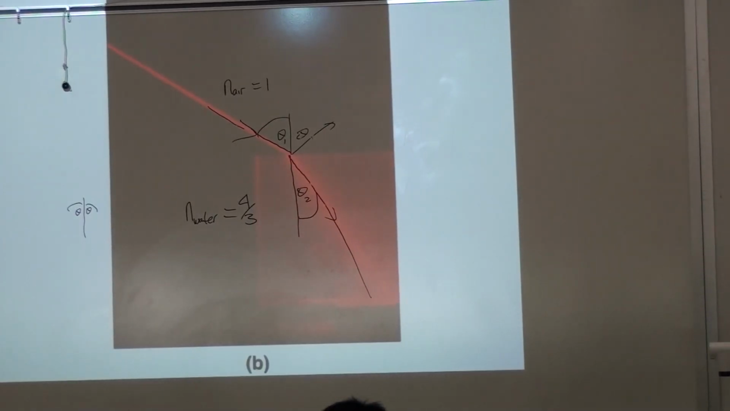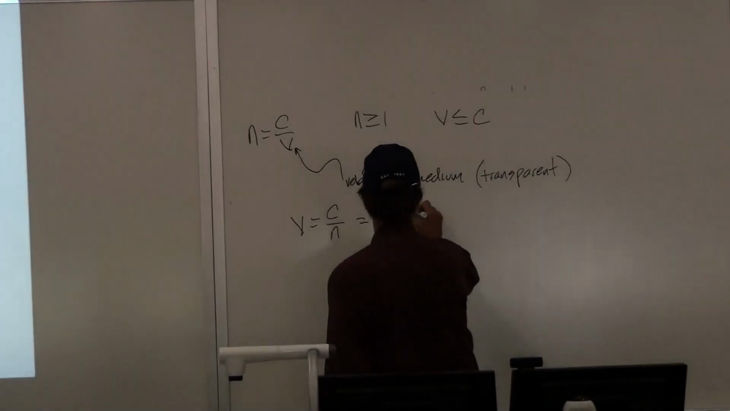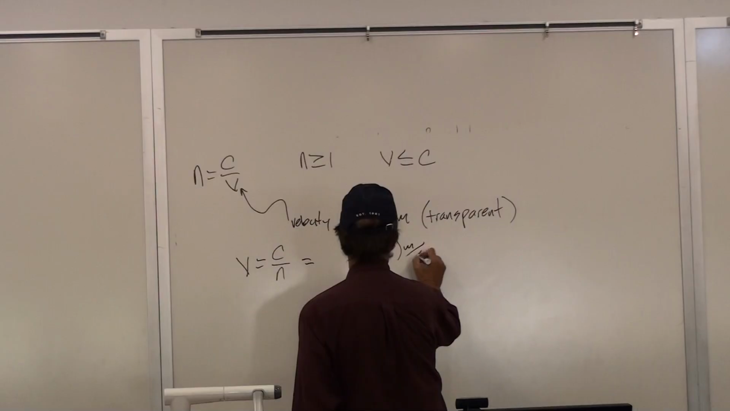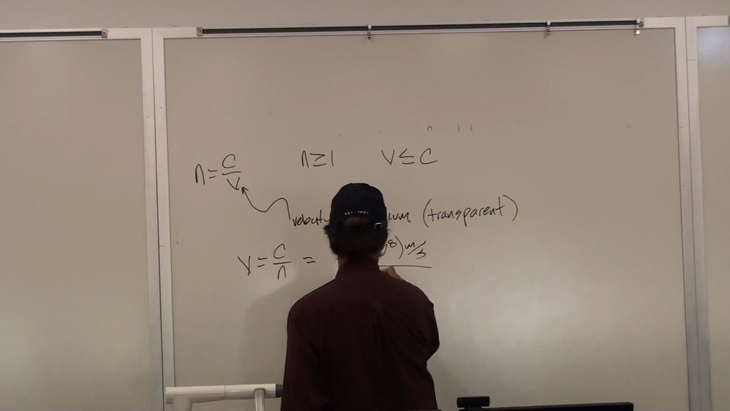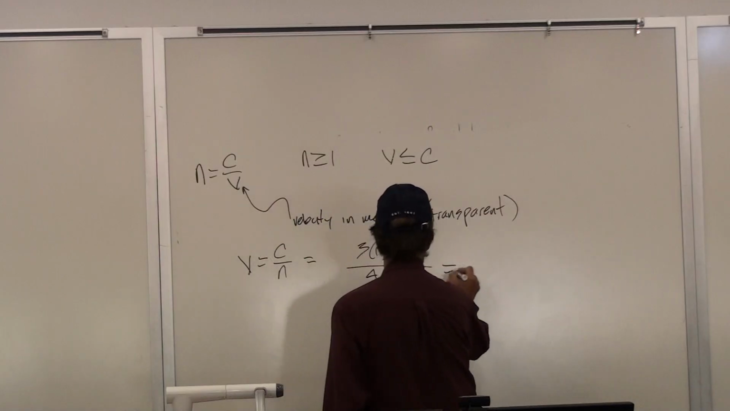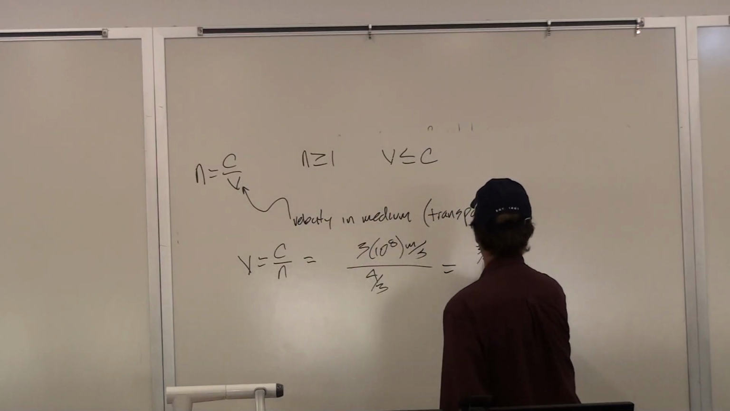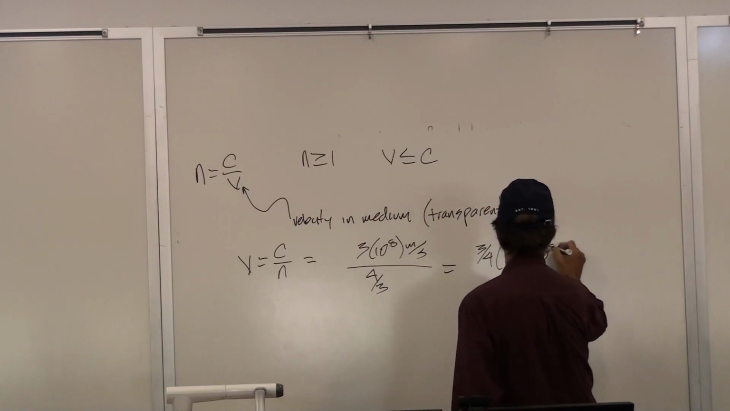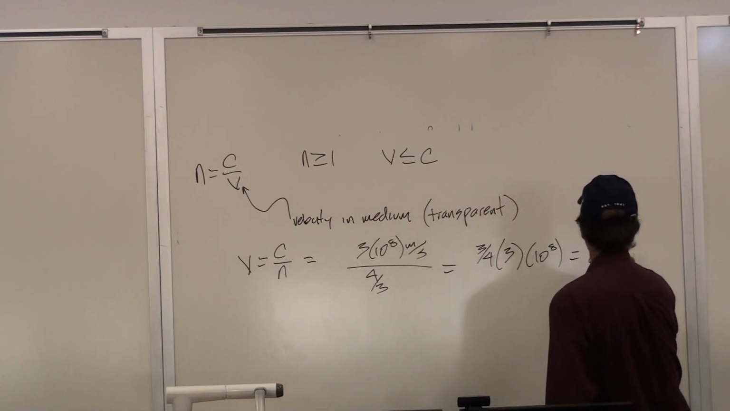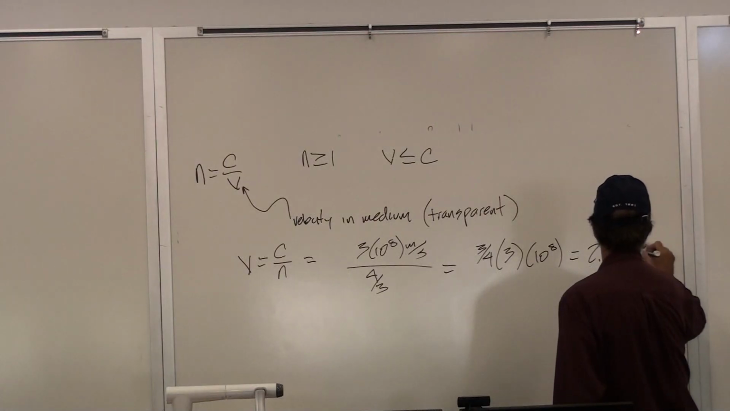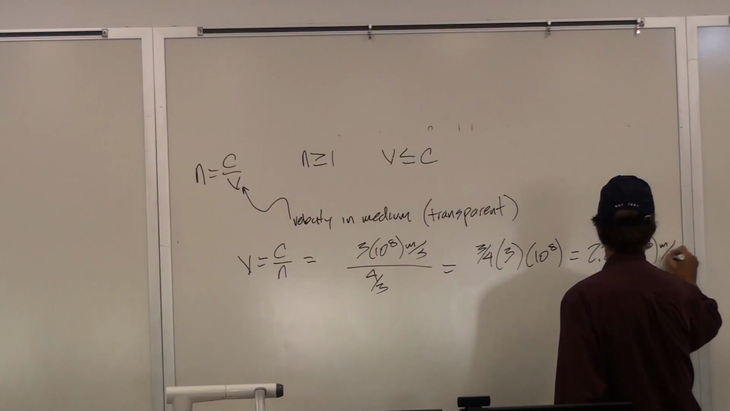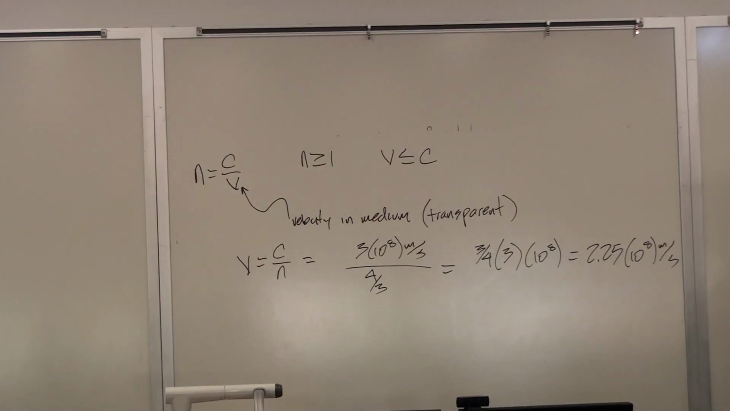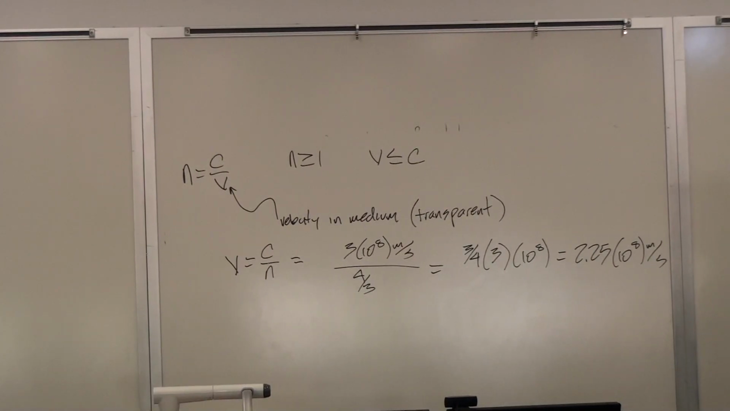So in this case, this would be 3 times 10 to the 8 meters per second divided by 4/3. So that would be 3/4 times 3 times 10 to the 8, or 2.25 times 10 to the 8 meters per second. So we're at 75% the speed of light when the light is traveling through water.